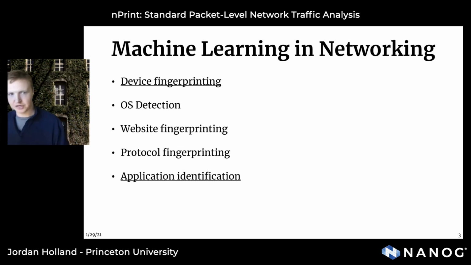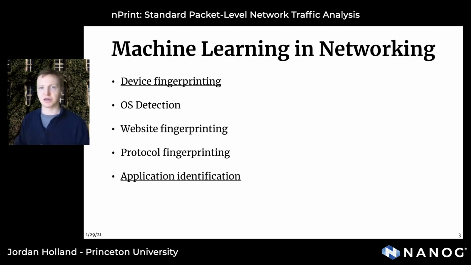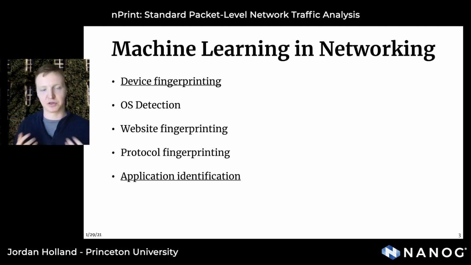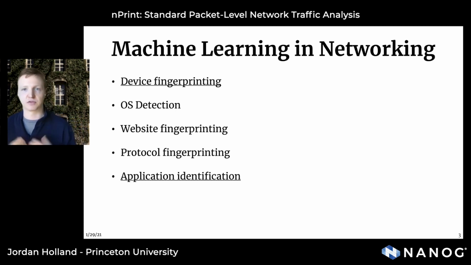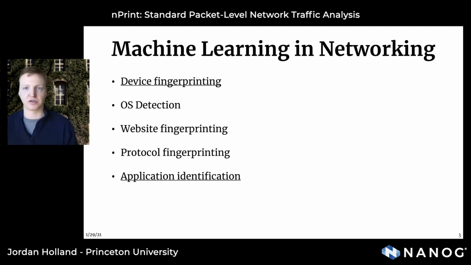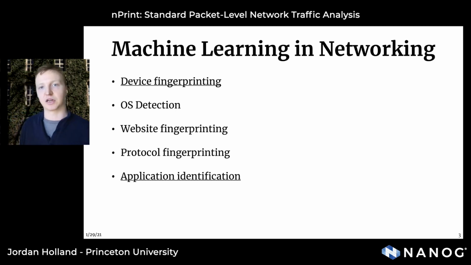So a little bit of background and motivation. At the intersection of machine learning and networking, there are really an endless amount of applications of machine learning to network traffic. Some we're going to look at today include device fingerprinting, application identification. Others include OS detection, website fingerprinting. So can I fingerprint the website you're going to based off of just your traffic pattern? We have protocol fingerprinting. Like I said, this is such a large intersection with so many use cases for applying machine learning to network traffic that if we can do it in an easy way, we may enable rapid innovation in this space.